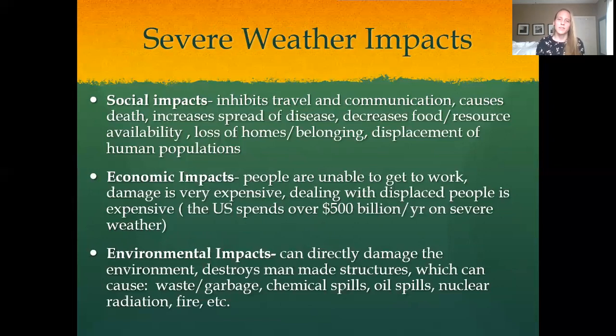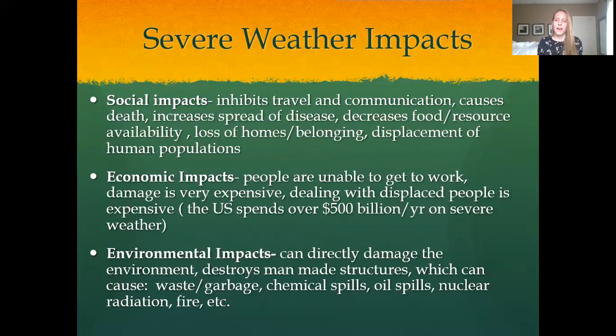The impacts of severe weather include social impacts, economic impacts, and environmental impacts. Social impacts are essentially the fact that travel is inhibited, communication can be inhibited, like if a storm knocks out the power or blocks roads. Death is considered a social impact, so is the increased spread of disease, the decrease in food and resource availability, the damage to or the loss of homes, the displacement of people, all of that kind of stuff.